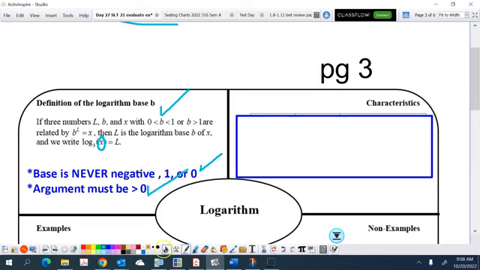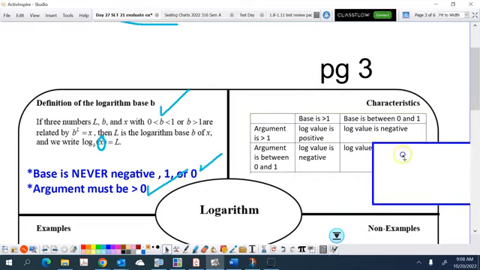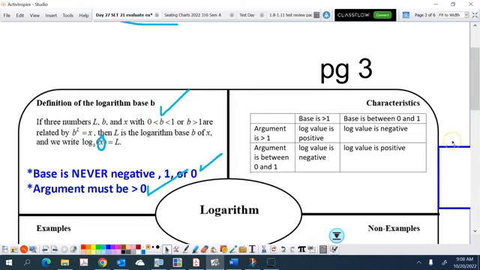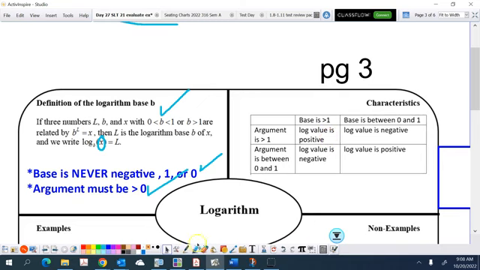In terms of our characteristics, we need to talk about what's possible. When our argument is greater than 1, and our base is greater than 1, we're going to get a log value that is positive.